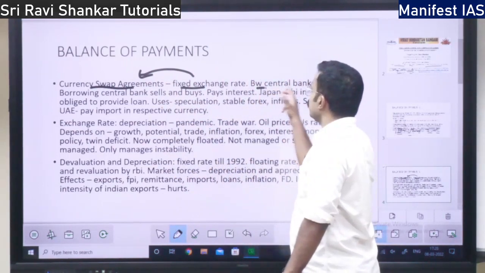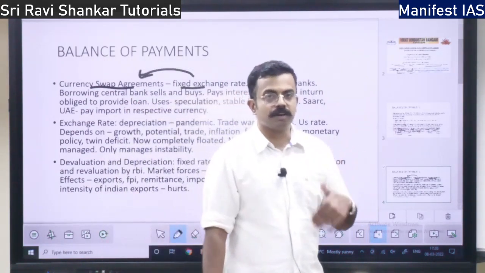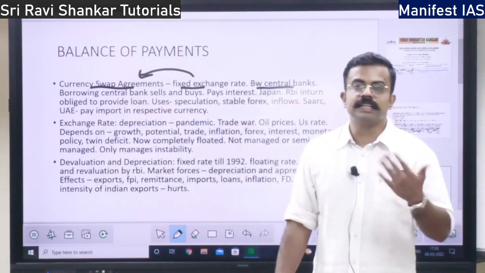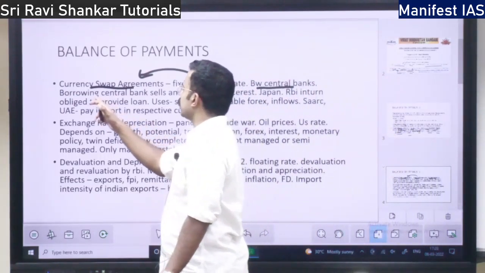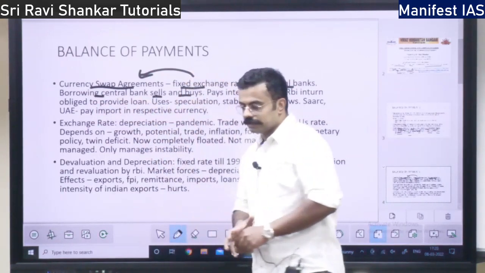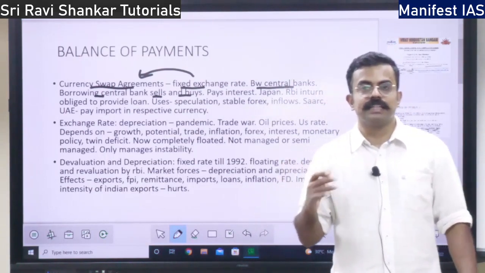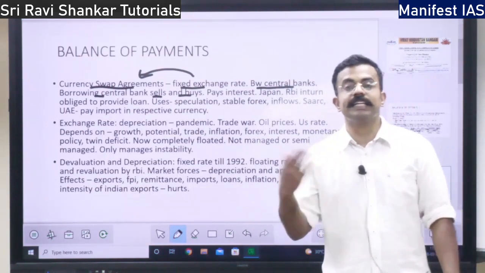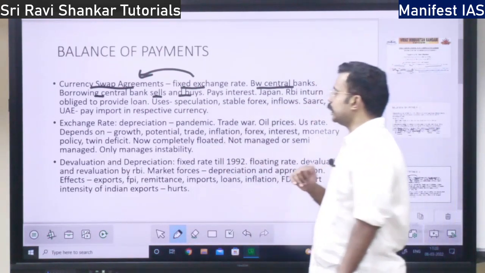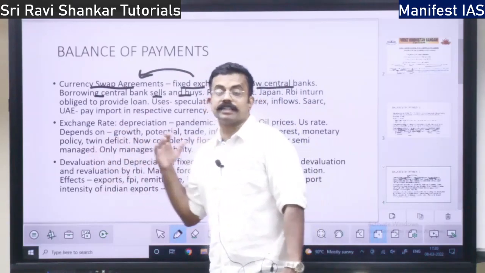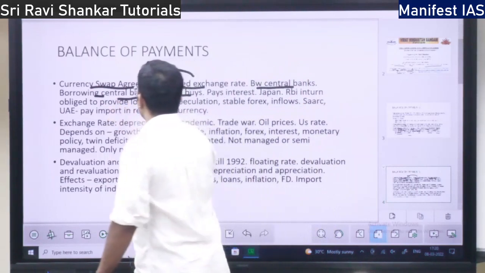Apart from that, this is done between the central banks. Between which central banks? Between the Central Bank of India and the Central Bank of Japan, there is an agreement of currency swap, right? Then we have the borrowing central bank, which sells and buys. So what does it do? The borrowing central bank, that is the Reserve Bank of India, sells Indian rupee. In turn, it buys the Japanese yen, or in this case, Japan has given us the dollar. They have given $75 billion, right?